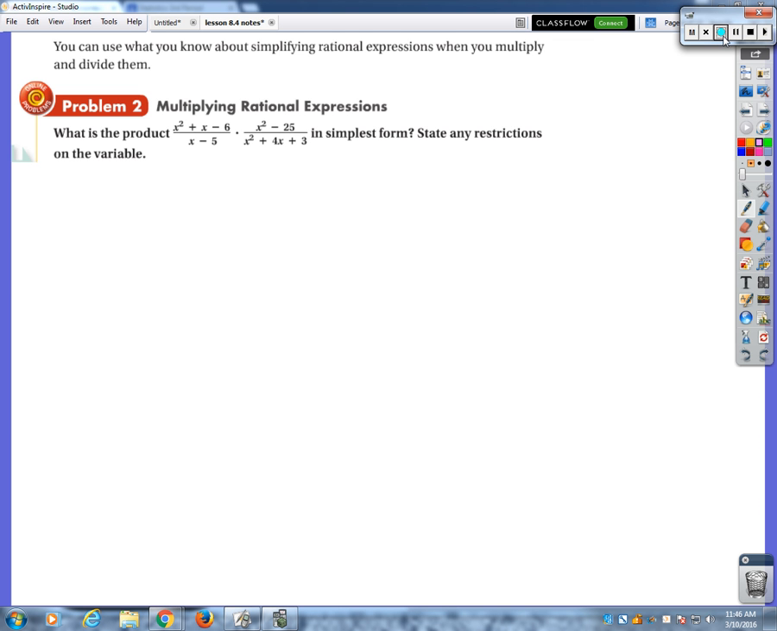Okay, so the only other thing we're going to add on to this today is when we have more than one fraction, but we're just doing multiplication, and so the process is exactly the same. So I have x squared plus x minus 6 over x minus 5 times x squared minus 25 over x squared plus 4x plus 3. Okay. So the fun part here is now instead of just having two things that I can potentially factor, now I have one, two, three, four things that I can potentially factor.